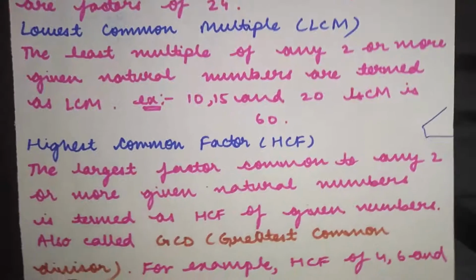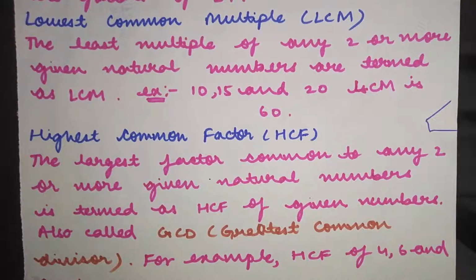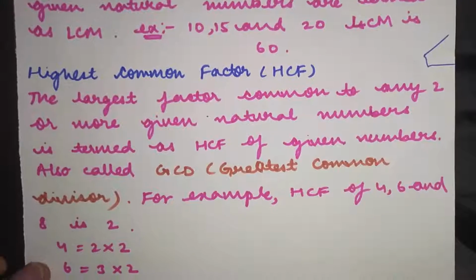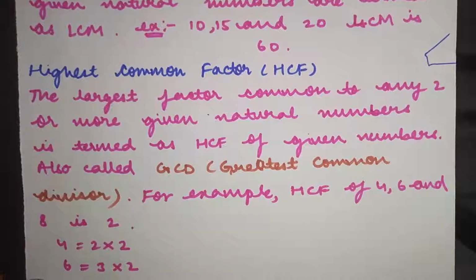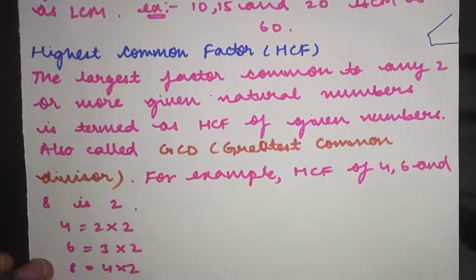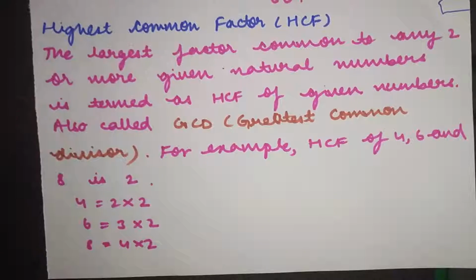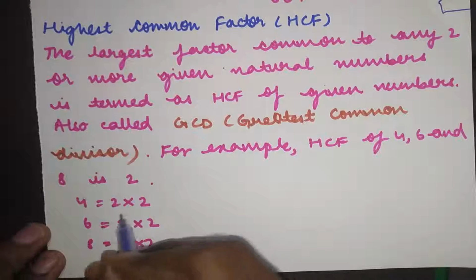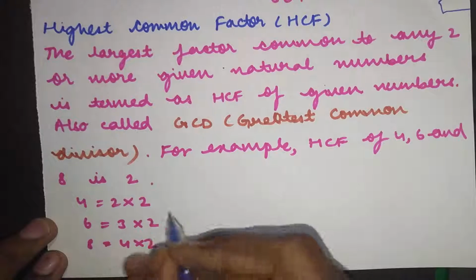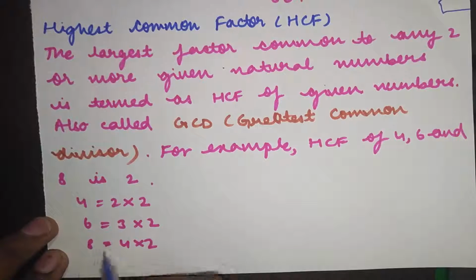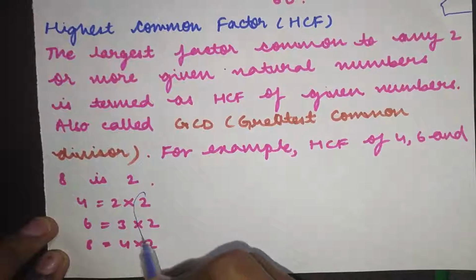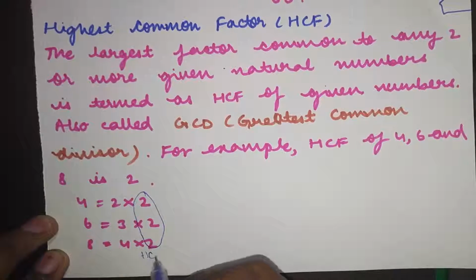And the highest common factor is nothing but the greatest factor that is available to divide any of the two or more given natural numbers. It is also known as GCD, or the greatest common divisor. For example, HCF of 4 and 6 and of 4, 6, 2, 8 is 2. It can be evident from the given example. 4, 6 and 2, the factors are like this. So the HCF would be this.